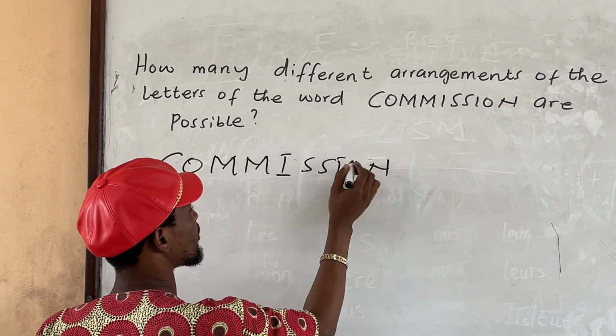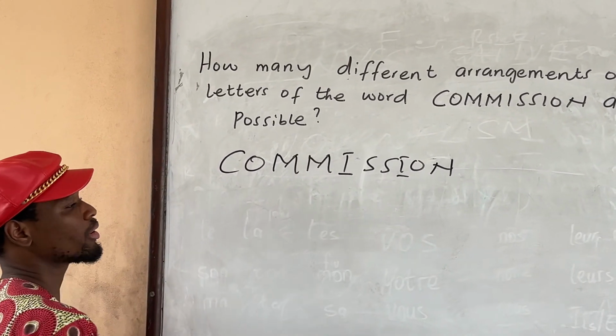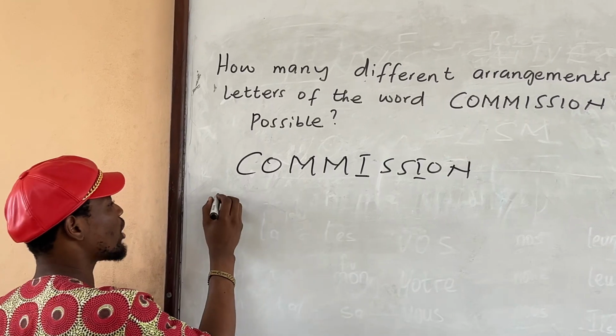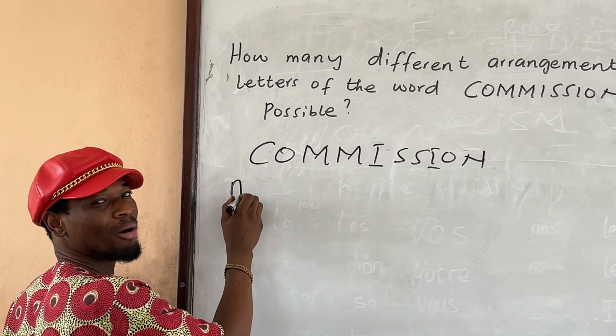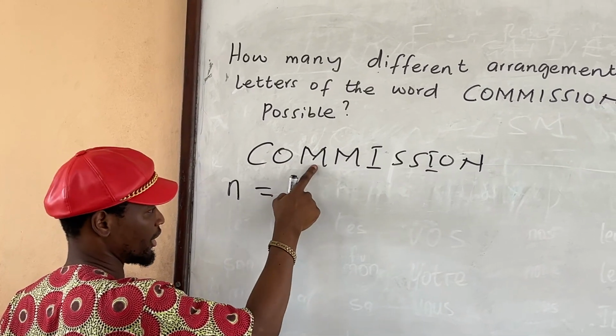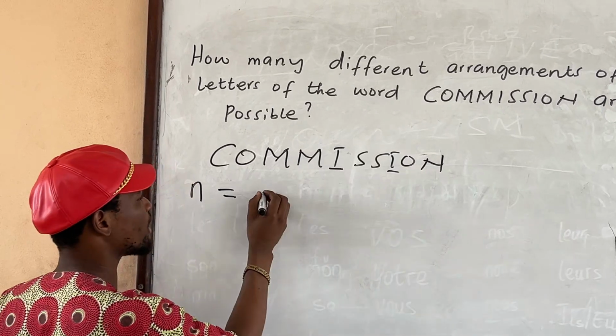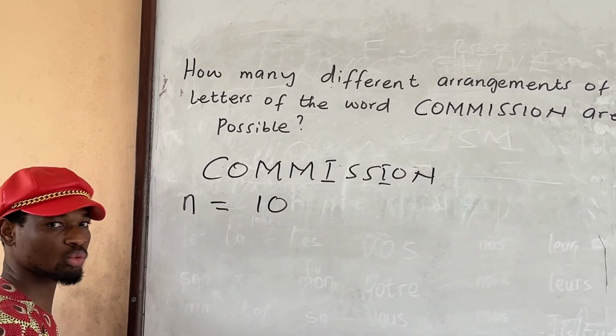Now let's count the total number of letters in the word. So let n represent the total number of letters in the word, which is 1, 2, 3, 4, 5, 6, 7, 8, 9, 10. We have 10 letters in this word.